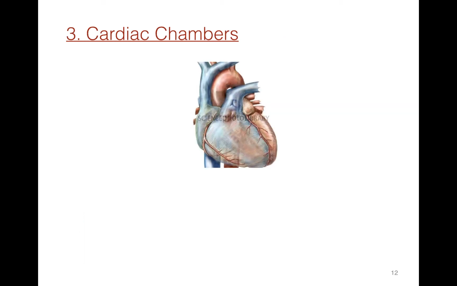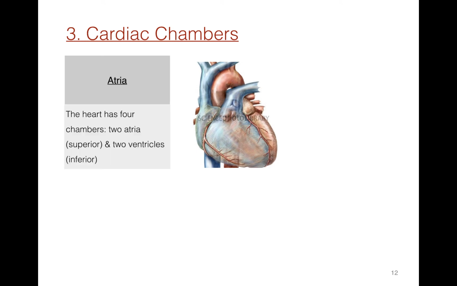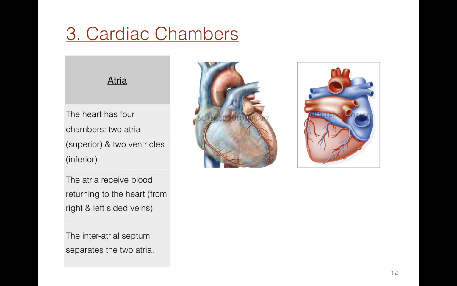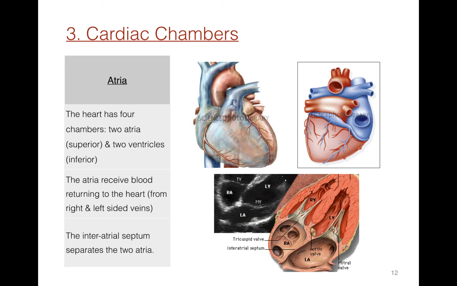Cardiac chambers. Firstly, the atria. The heart has 4 chambers, 2 atria, one on the right, one on the left, which are superior to the 2 ventricles, one on the right and one on the left. The atria receive blood that is returning to the heart from the right and left-sided veins. And the interatrial septum separates the 2 atria.